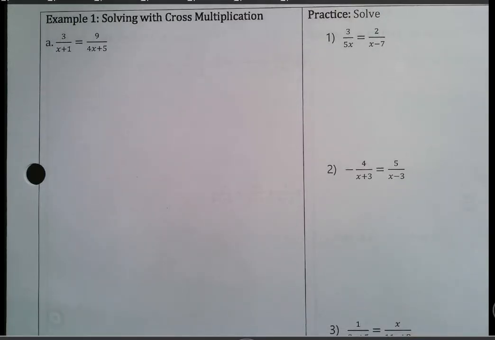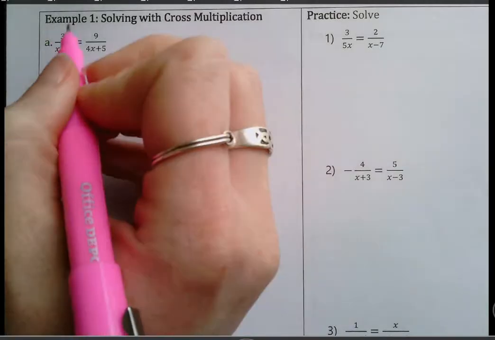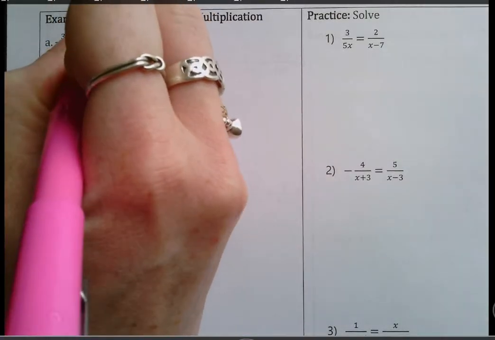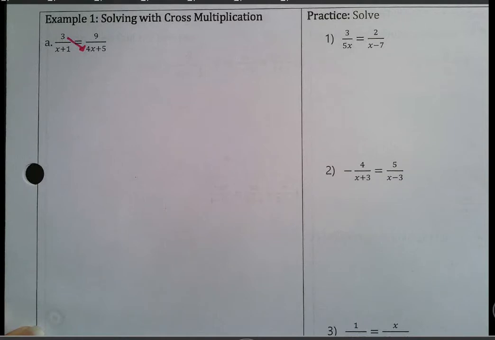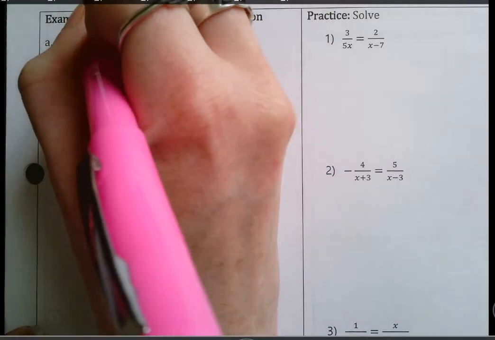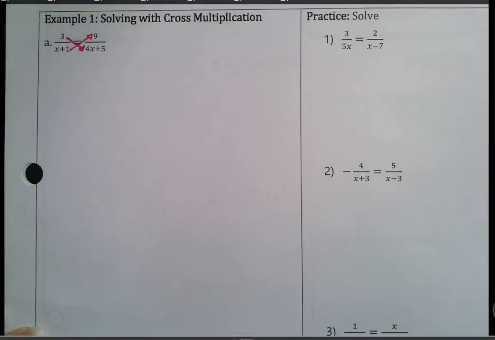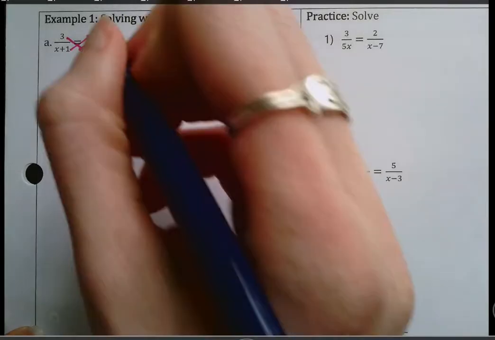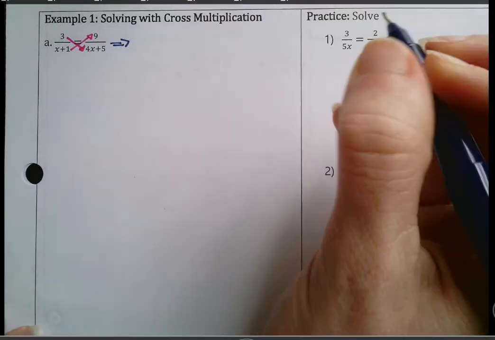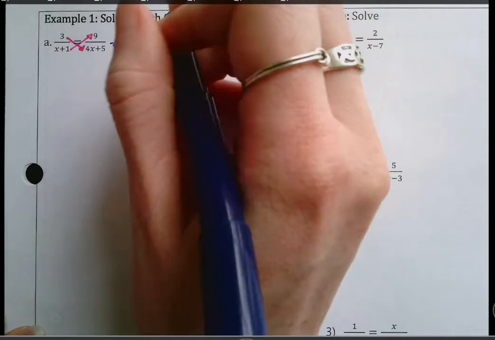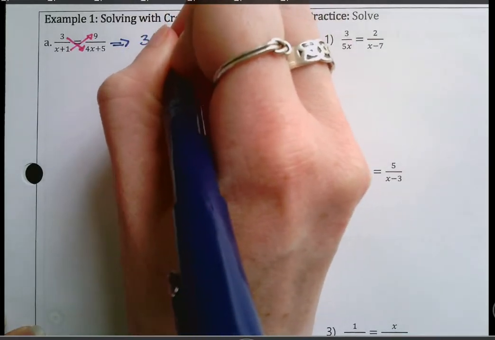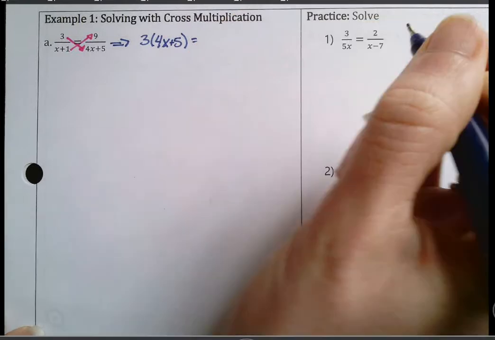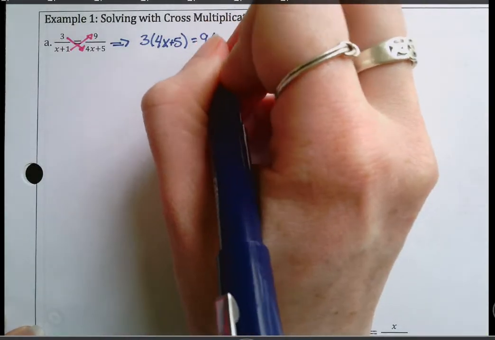to say, okay, this numerator on the left-hand side of my equation is actually just multiplying by my denominator down here, and this denominator is multiplying by my numerator over here. So that's going to create an equation for us, and that's going to look like a 3 times 4x plus 5, and that's equal to a 9 times an x plus 1.